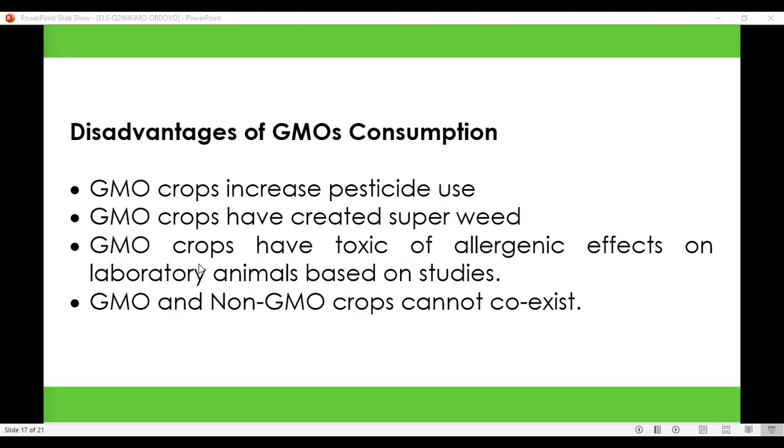The third disadvantage of GMO consumption is toxic allergic reaction. Accordingly, maganda raw yung naging epekto ng GMO sa crops production. Pero for the one who consumes GMO, it may have an adverse effect to his or her body. Based on studies, merong epekto sa laboratory animals na nagkaroon ng toxicity sa katawan. At the same time, nag-develop rin ito ng allergies.